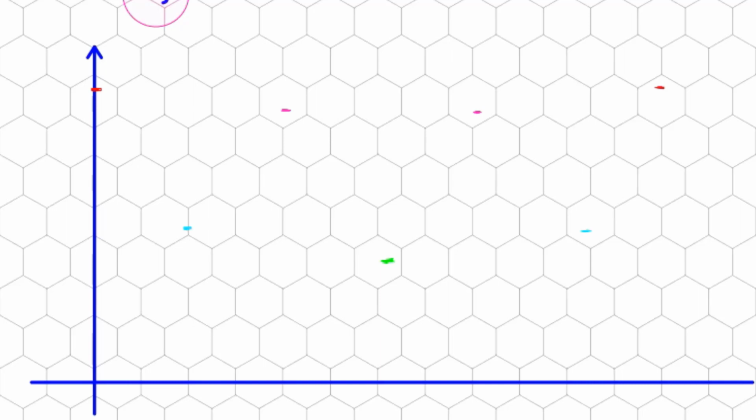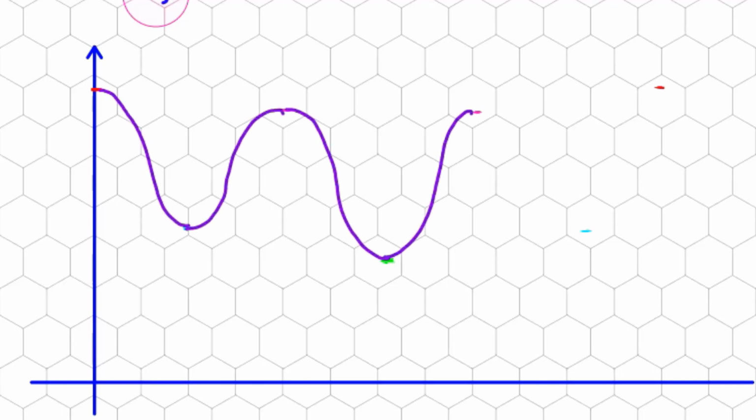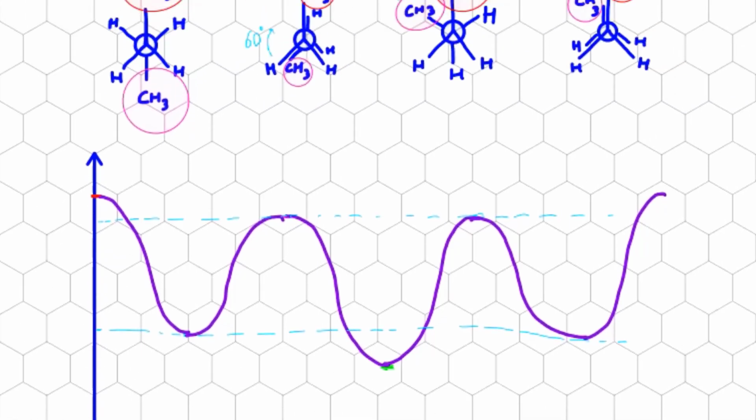As we connect these dots to each other, you see how the trend of potential energy is as you rotate 360 degrees. And basically, the eclipsed structures that did not have the two methyl groups aligned with each other should have the same potential energy. The same story with the staggered ones, where the methyl groups were 60 degrees apart from each other. Those two should have the same potential energy too.